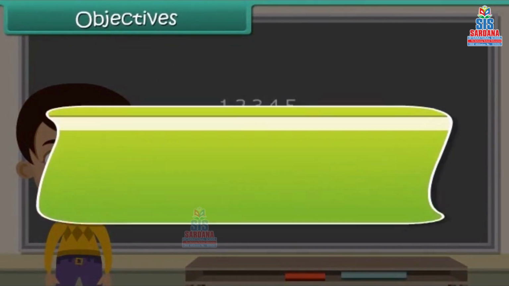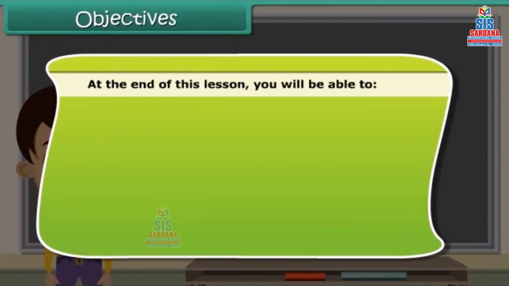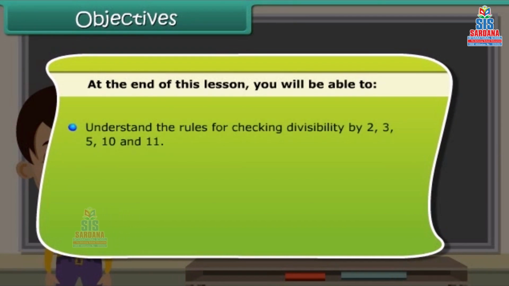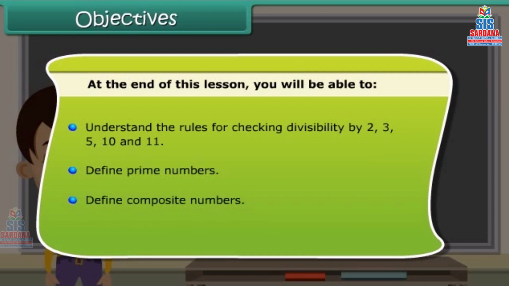Objectives. At the end of this lesson, you'll be able to understand the rules for checking divisibility by 2, 3, 5, 10, and 11. Define prime numbers, define composite numbers, understand prime factorization.